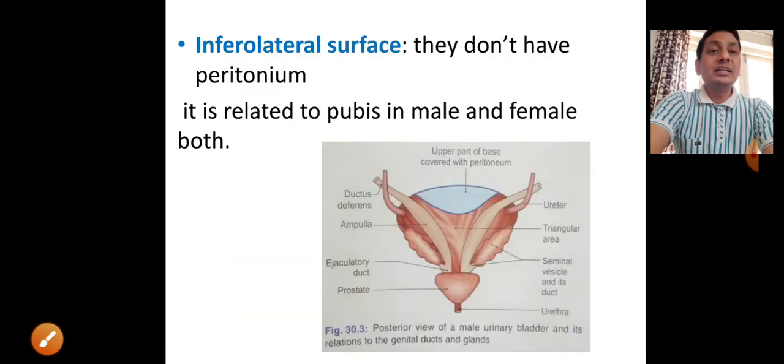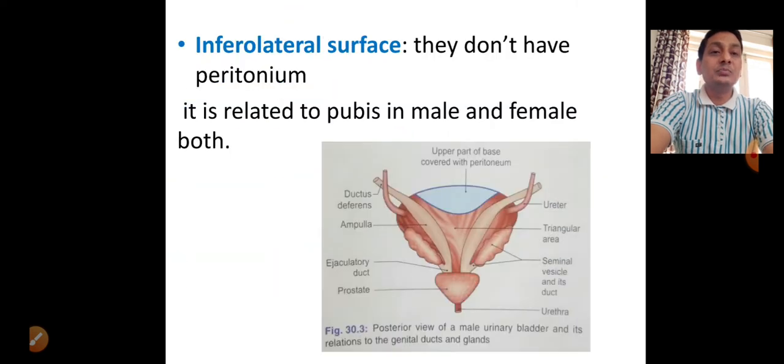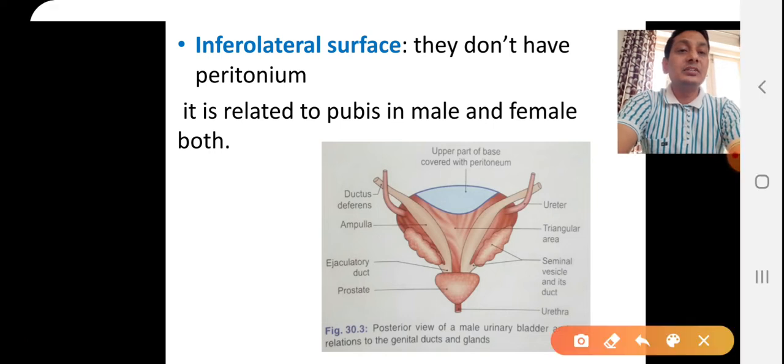Now the inferolateral surface does not have peritoneum. It is related to the pubis in both male and female. The neck is also related to the prostate gland which surrounds it. This is the prostate gland, here is the neck, and it is related to the prostate, which is present only in the male.